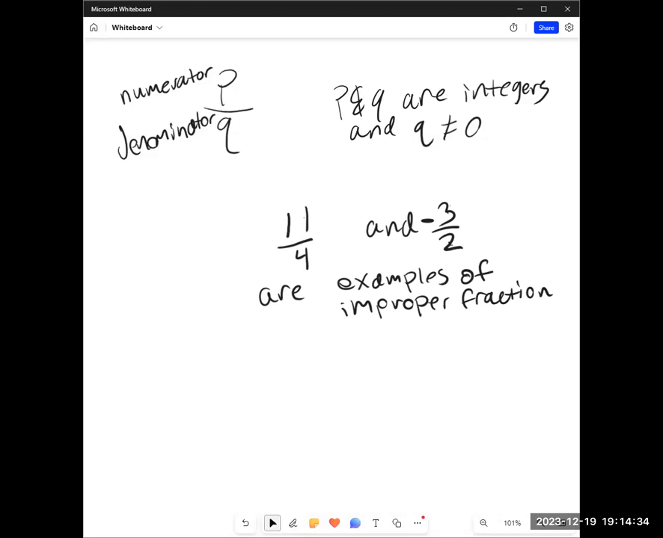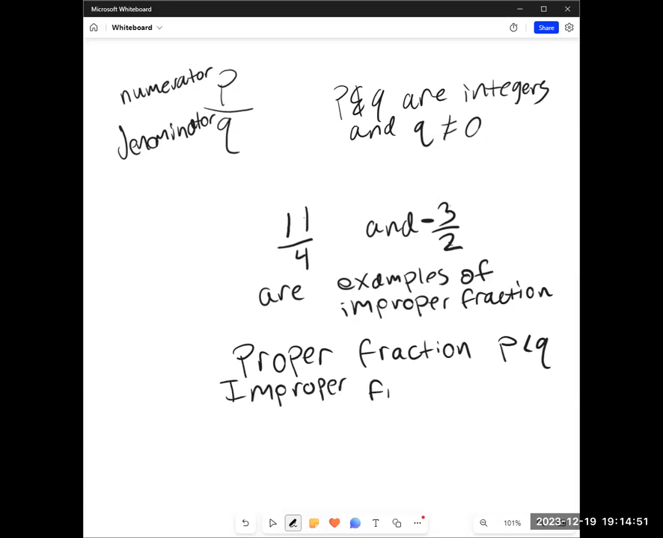and that makes it improper. A proper fraction has P less than Q. An improper fraction has P greater than or equal to Q. And it doesn't matter whether they're positive or negative numbers. I'm just talking about the absolute value here. So, all right. Let's look at our next question.